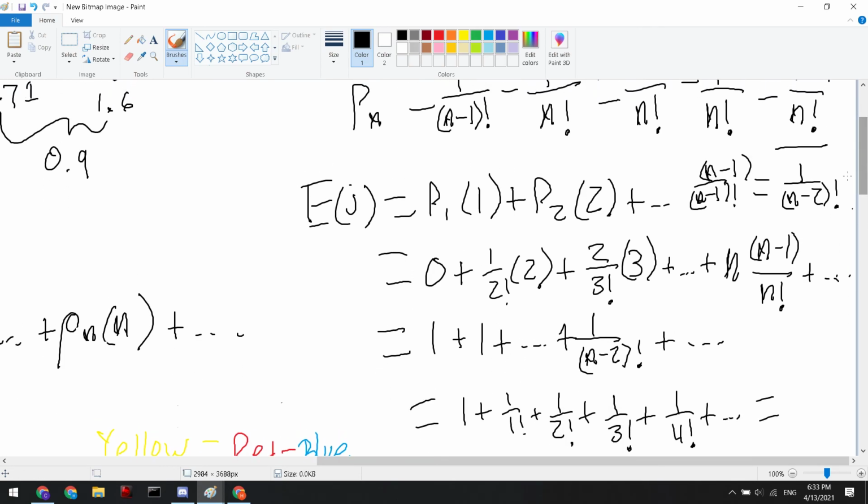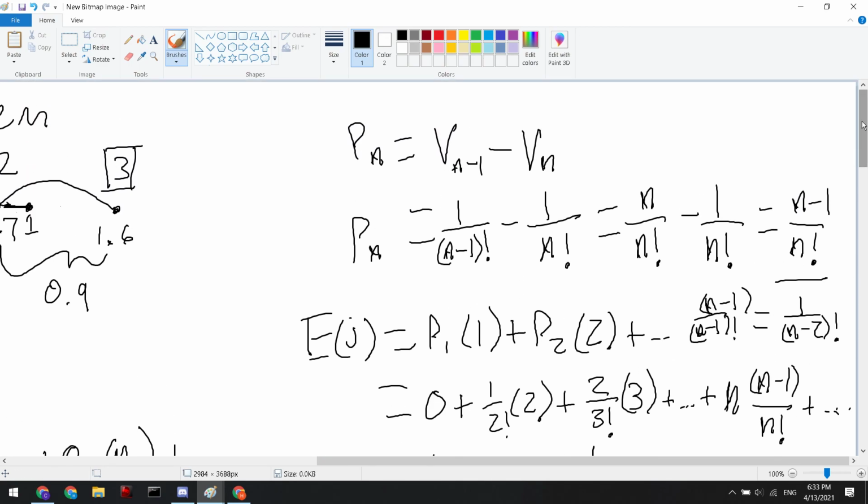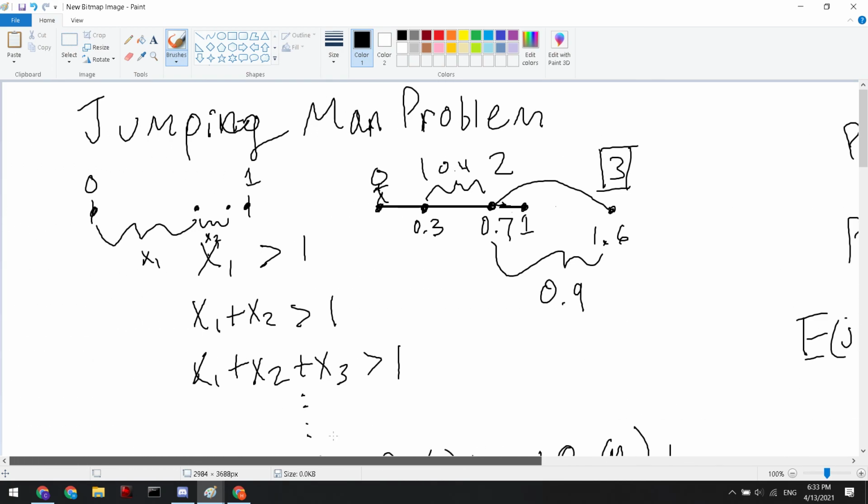And as many of you have seen before, if you sum up 1 plus 1 over 1 factorial plus 1 over 2 factorial, etc., you end up with the beautiful mathematical constant e. And so the answer for the expected value of jumps, or the average value you get for the jumping man problem, is e.